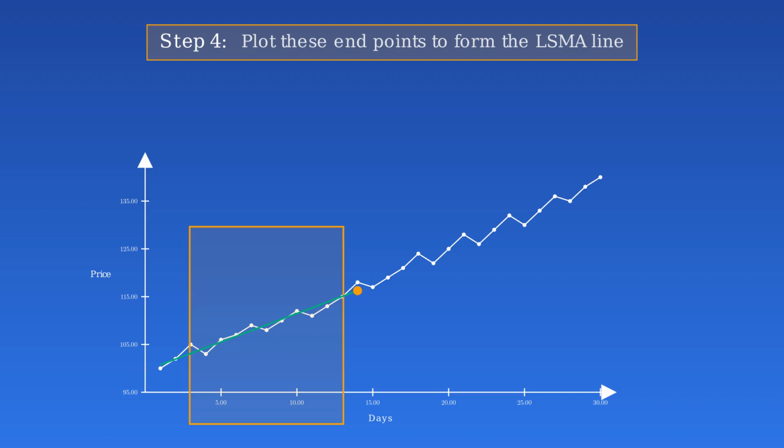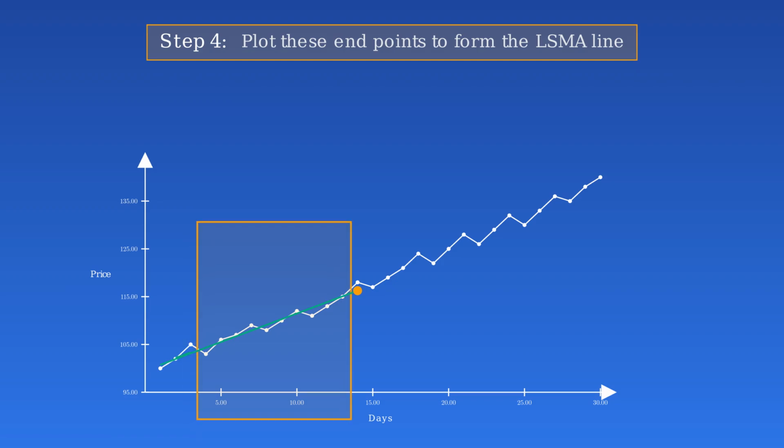Step 4. Repeat this process by sliding our window forward and plot each endpoint to form the LSMA line. As we move our 14-day window forward, we calculate a new regression line and find its endpoint. Repeating this process for each period and connecting these points creates our complete LSMA line.